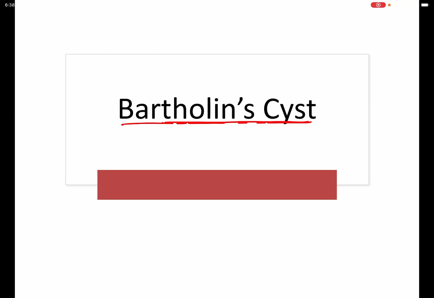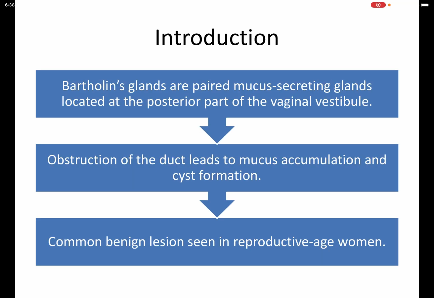In this video, we will discuss about Bartholin cyst. So Bartholin glands are paired mucus secreting glands located at the posterior part of the vaginal vestibule. Obstruction of the duct leads to mucus accumulation and cyst formation. And common benign lesions are seen in reproductive age women.